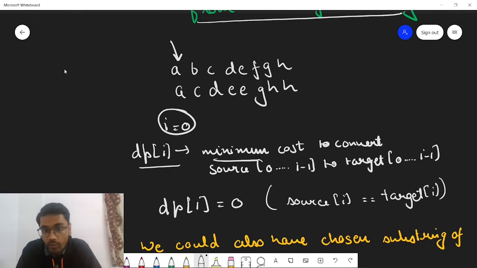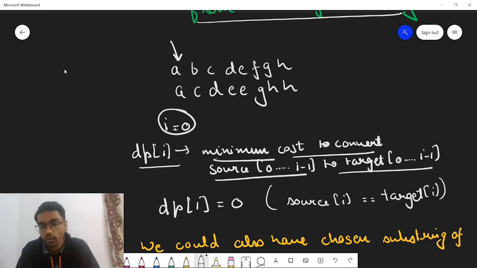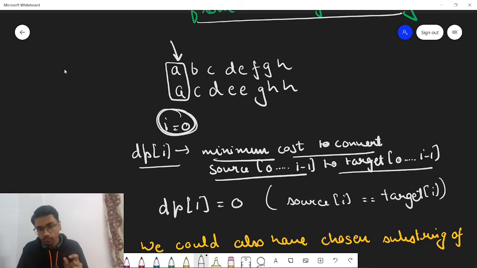The DP of I denotes the minimum cost to convert source from 0 to I minus 1 to target of 0 to I minus 1. So we are currently at 0. We can see this A and A matches, so we do not need to apply any operations. That means we can use 0 cost to convert this particular string.